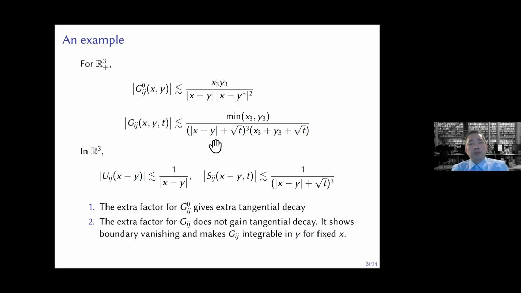So here's an example in the R3 case. In R3 case, the stationary Green tensor has this estimate. And the non-stationary Green tensor has this estimate. In contrast, in the whole space, this fundamental solution has this decay. And this Oseen tensor, this is the time-dependent case, has this decay. So compare these two, this has this extra factor, it gives us an extra tangential decay. And compare this guy with this guy. So this is the extra factor.